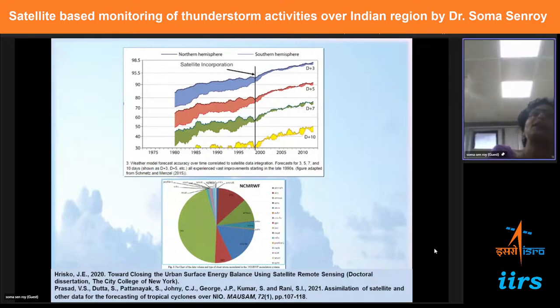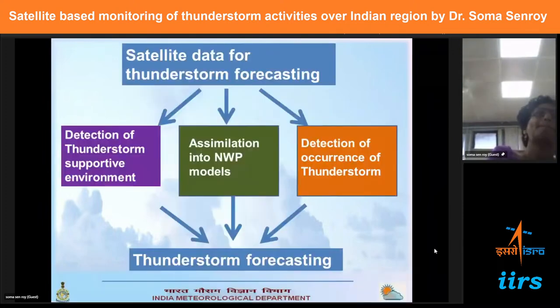This is not just on the global scale. If forecasts have improved, it is simply because this vast amount of data is regularly being incorporated in global models as well as mesoscale models such as WRF.